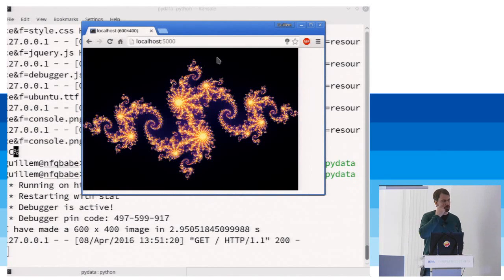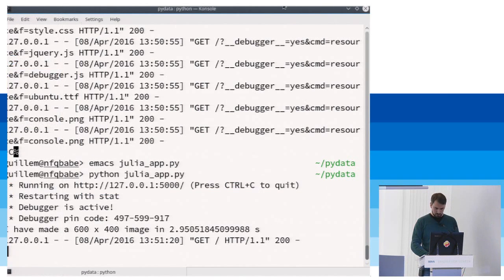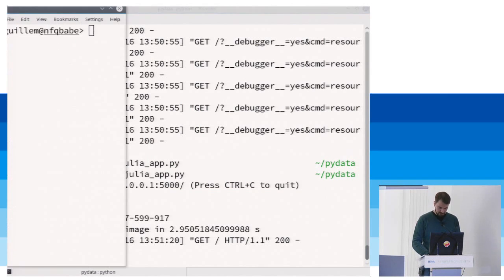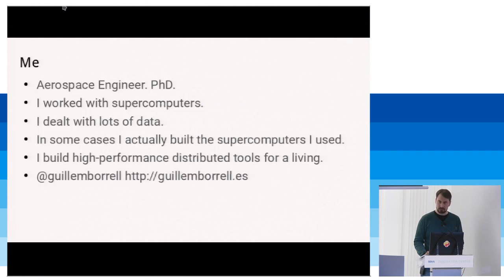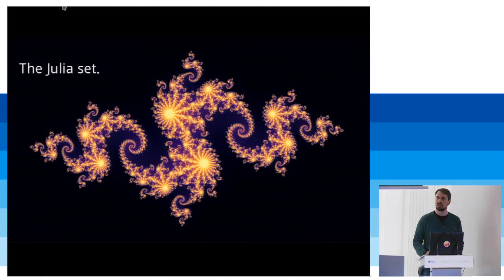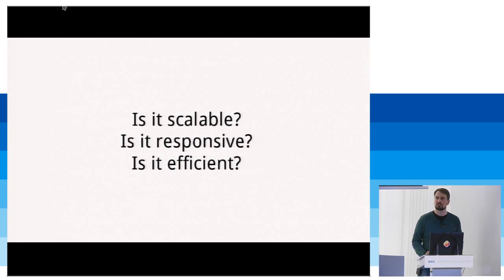And we have a Julia set in the browser. What does that mean? It means that we can get rich out of it. We can make money, okay? So I will go to my slideshow, and we want to convince, blah, blah, blah. So now we have an application.